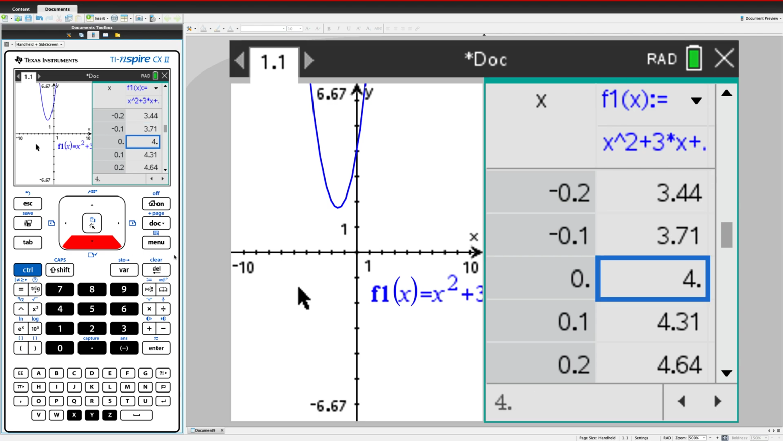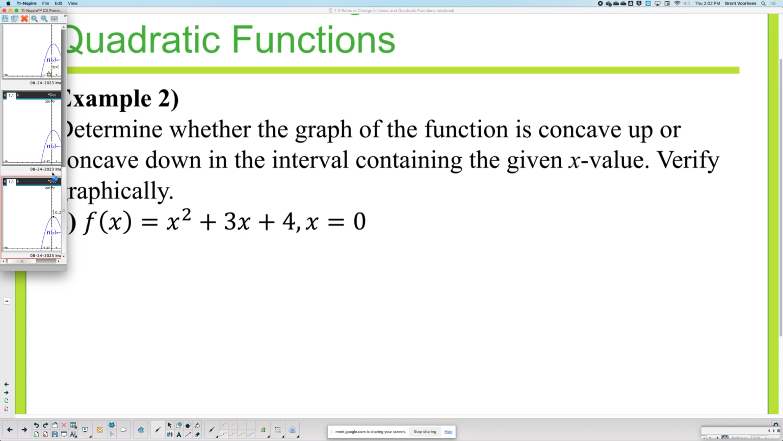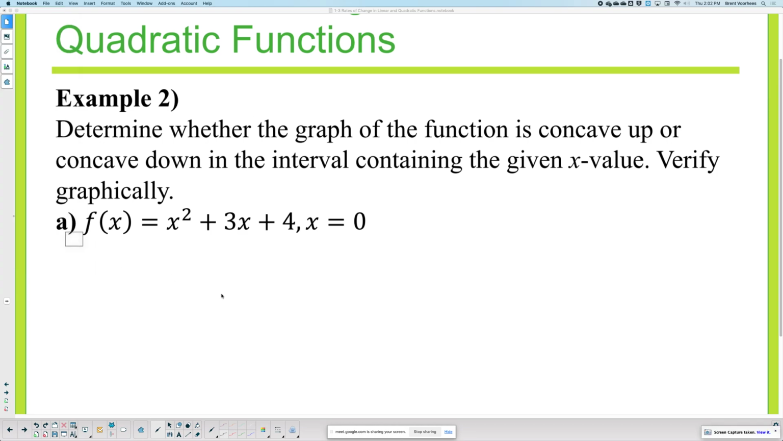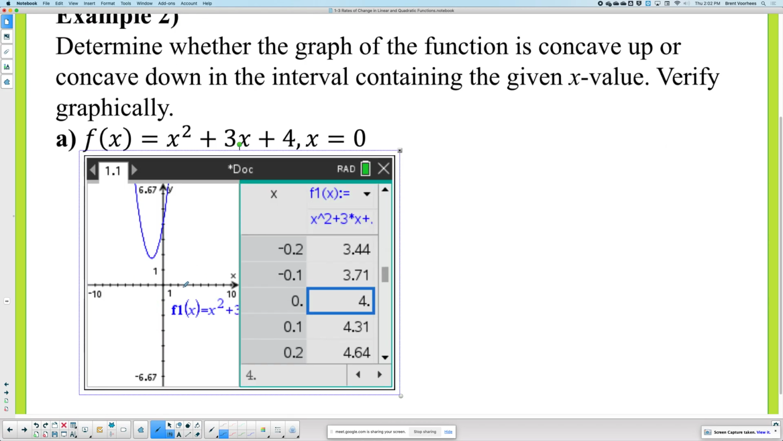So are you getting a table like me? Table similar? Okay, I'm going to copy this over, and we're going to look at it over here. So now on your packet, if you want to fill in the x and y's, feel free. But I'm going to just start from here.